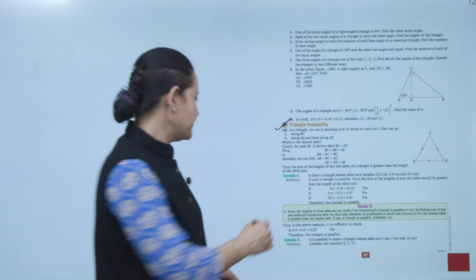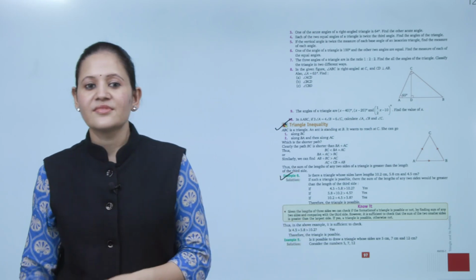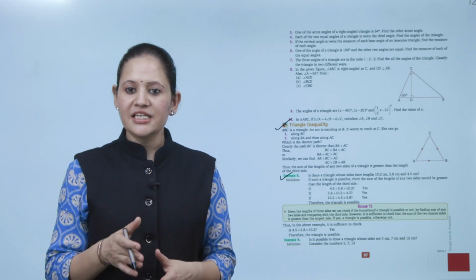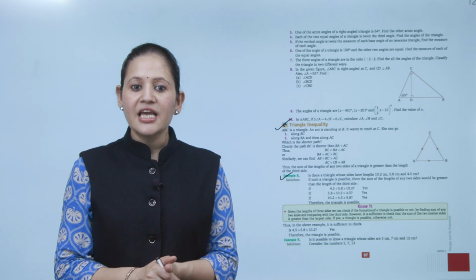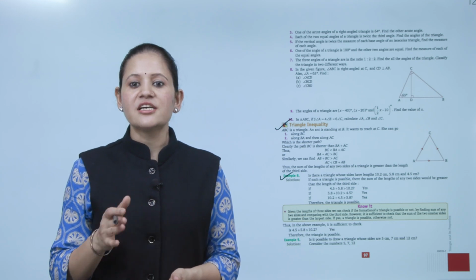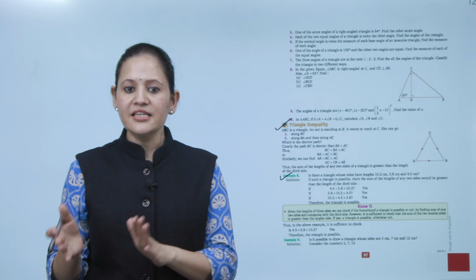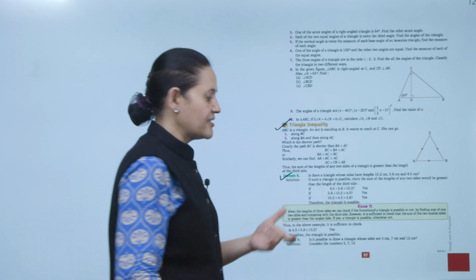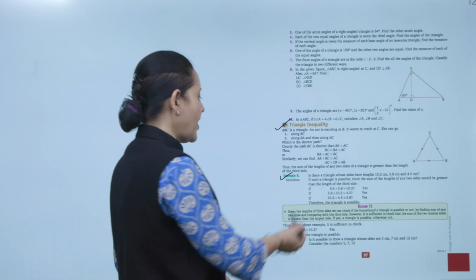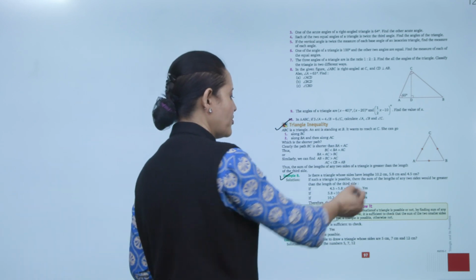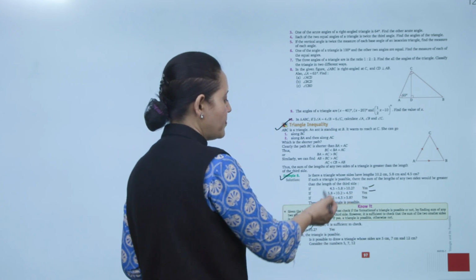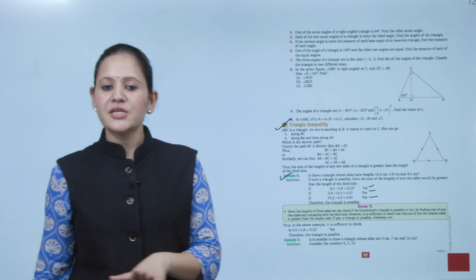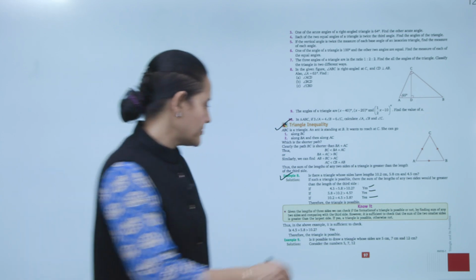Now, we will take an example. Is there a triangle whose sides have lengths 10.2 cm, 5.8 cm and 4.5 cm? If such a triangle is possible, the sum of the lengths of any two sides will be greater than the third side. So, we will check. 4.5 plus 5.8 is greater than 10.2, yes. 5.8 plus 10.2 is greater than 4.5, yes. 10.2 plus 4.5 is greater than 5.8, yes. That means the triangle is possible. Clear?